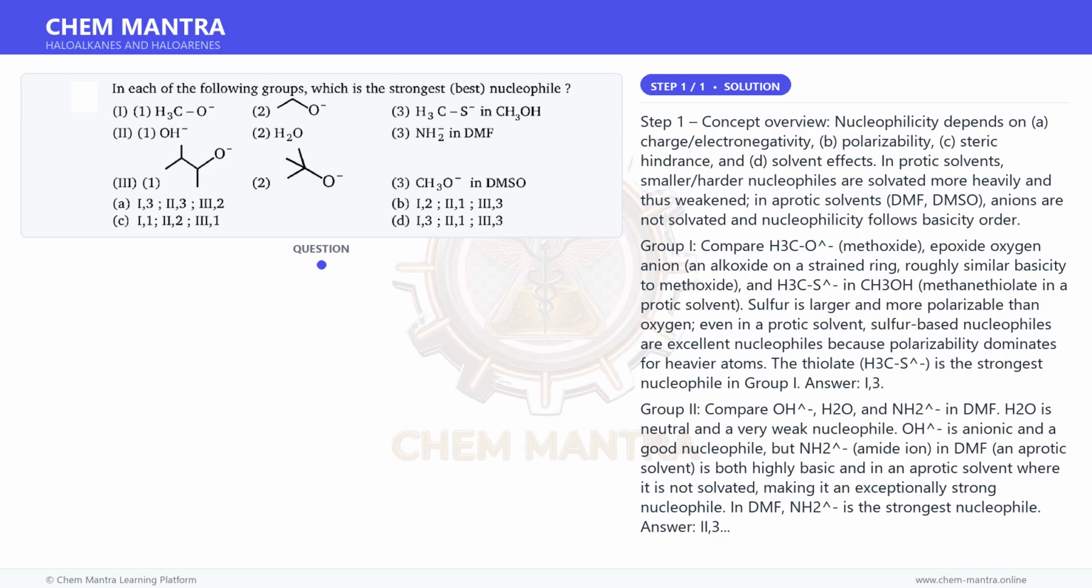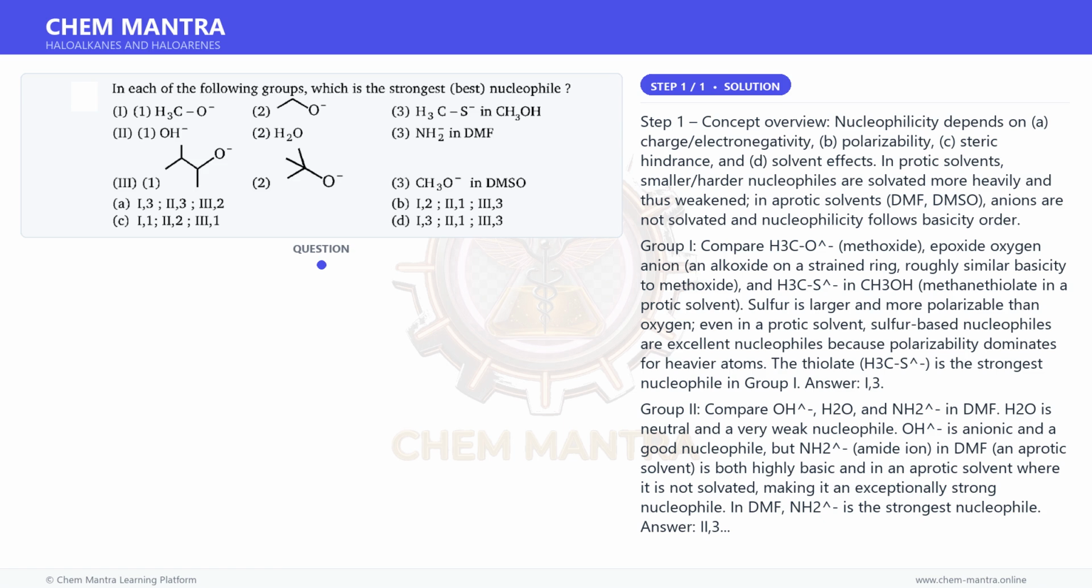Answer: 2, 3. Wait, the correct answer given is D: 1, 3, 2, 1, 3, 3. Let me re-examine Group 2. Compare OH-, H2O, NH2- in DMF. The question specifies the solvent only for NH2- in DMF. OH- and H2O are presumably in aqueous protic medium. NH2- is extremely basic, with the pKa of NH3 at about 38, and in aprotic DMF it is unsolvated and extremely nucleophilic.